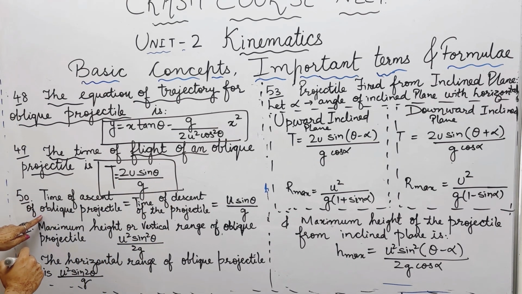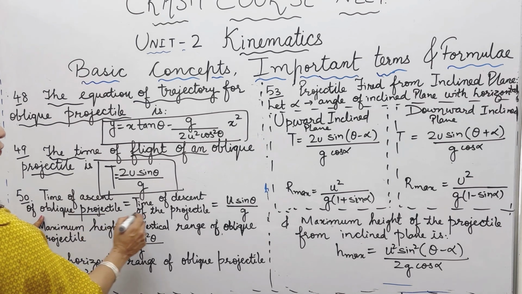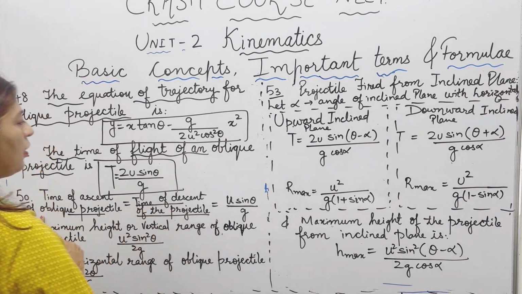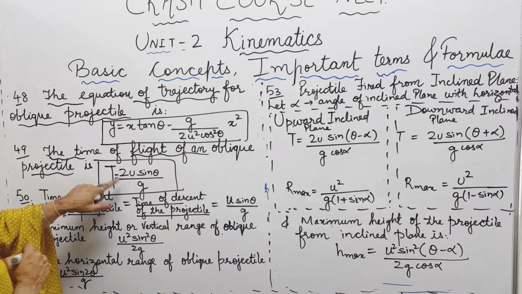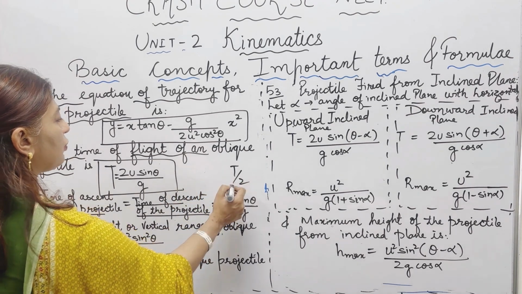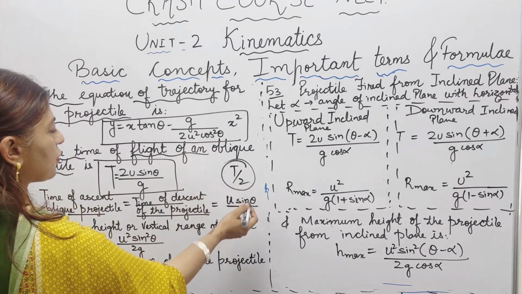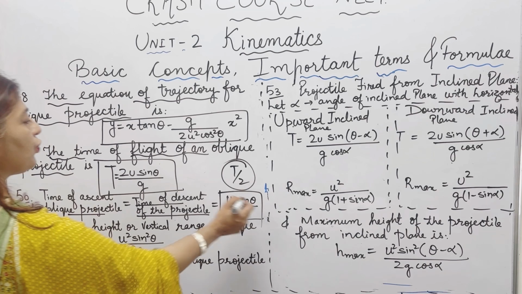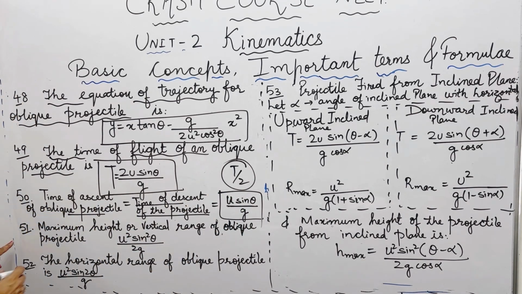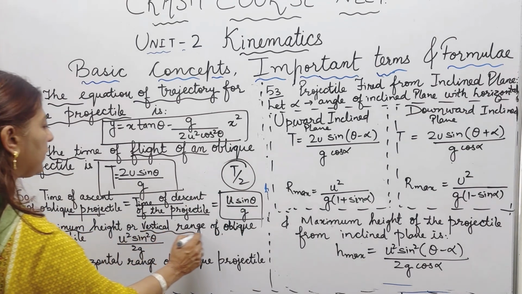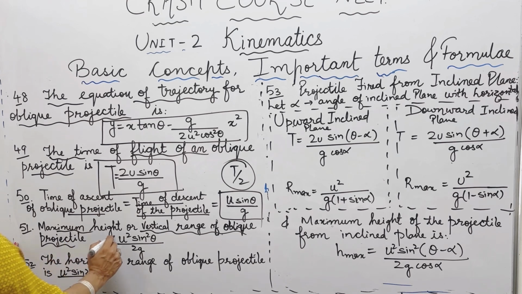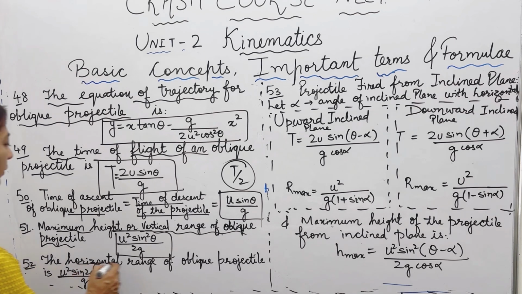Time of ascent of oblique projectile is equal to the time of descent of the projectile, and half of this time period is equal to the time of ascent, and that is equal to the time of descent, that is equal to u sin theta by g. Maximum height or vertical range of oblique projectile is given by u square sin square theta upon 2g. The horizontal range of oblique projectile is u square sin 2 theta by g.